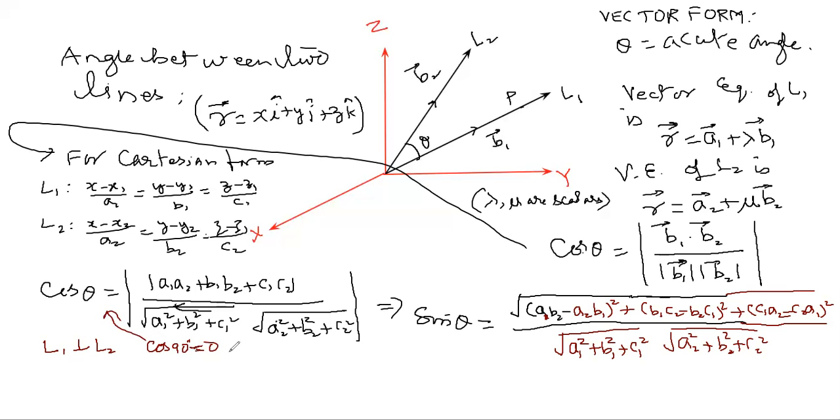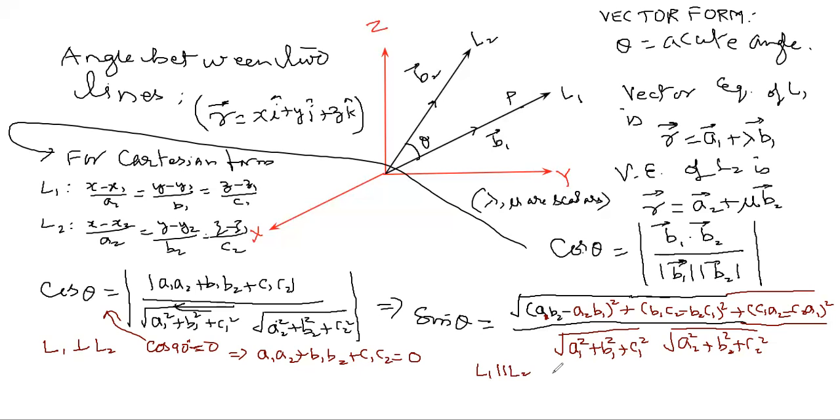So we get the result as A1 A2 plus B1 B2 plus C1 C2 is equal to 0. You have to remember this. So if DRs are given for two lines and we have to show that they are perpendicular, we will find A1 A2 plus B1 B2 plus C1 C2, and if it comes to be 0, then they are perpendicular.